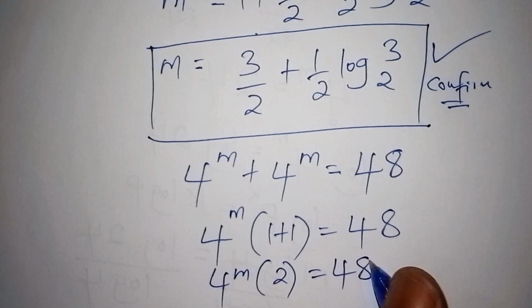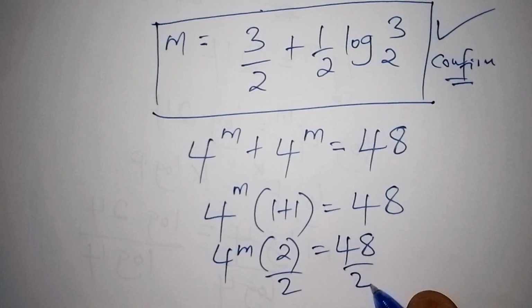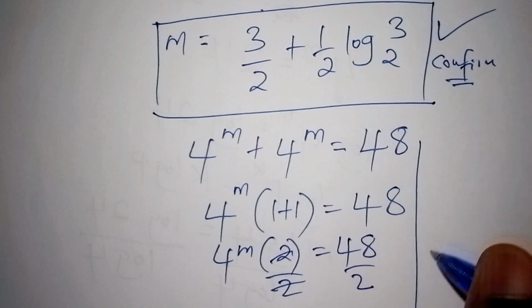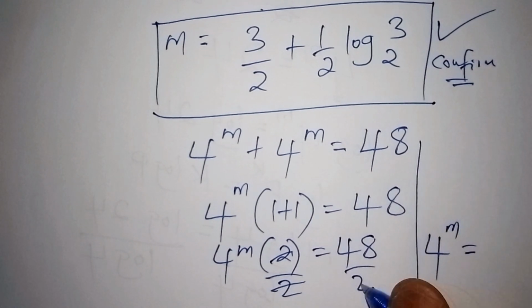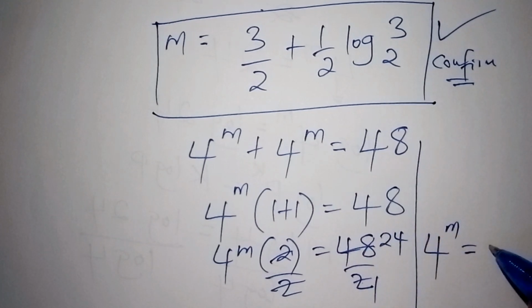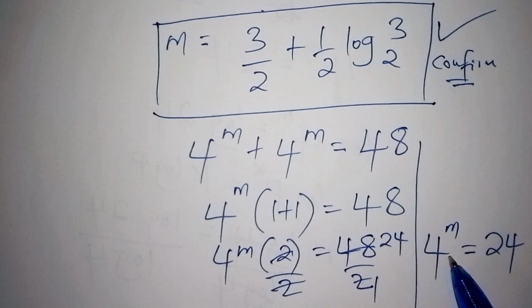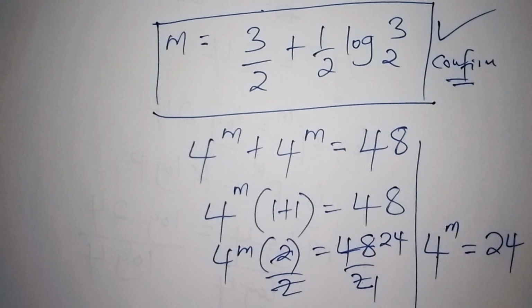So when you divide both sides by 2, we had 4 to the power of m is equal to 24, since 2 into 48 is 24. So meaning that where we shall put m, we shall have 3 over 2 plus a half log 3. So that is what now we shall have to indicate.